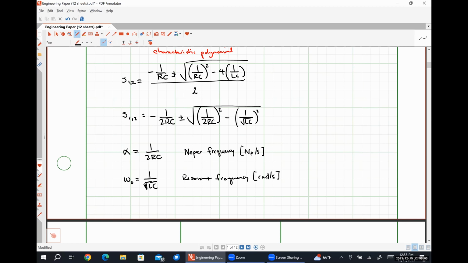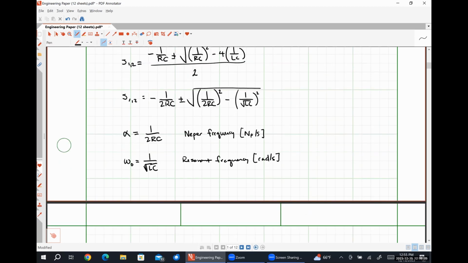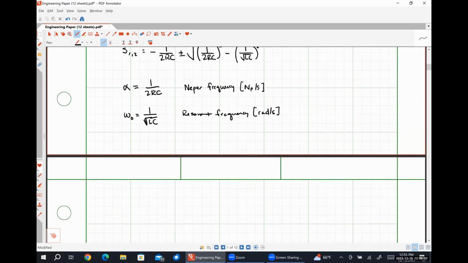All right. So in terms of our Neper frequency and our resonant frequency, we can then define S1 and S2. So we could say that S1 is going to be negative alpha plus the square root of alpha squared minus omega naught squared.